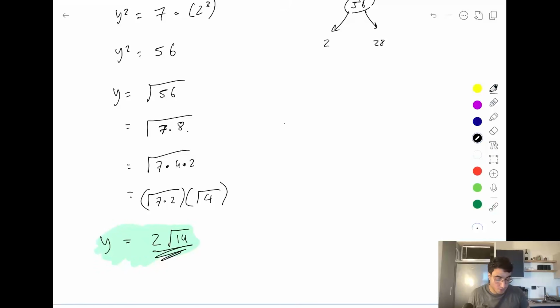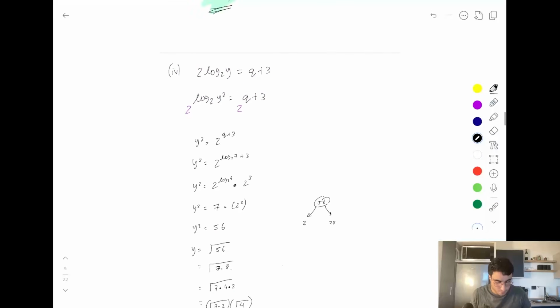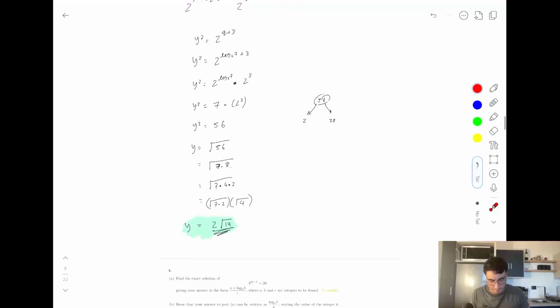Now, why is that plus and not minus? Because remember, if we have minus root 14 here, that's not going to work as y, because this is our original equation, and we cannot have a negative inside the log. Okay, so it's going to be positive 2 root 14.